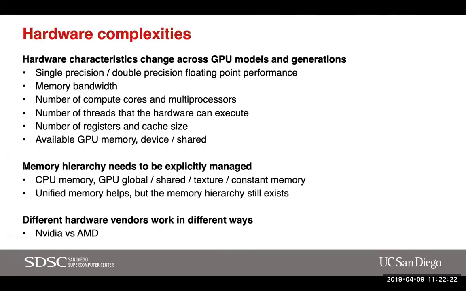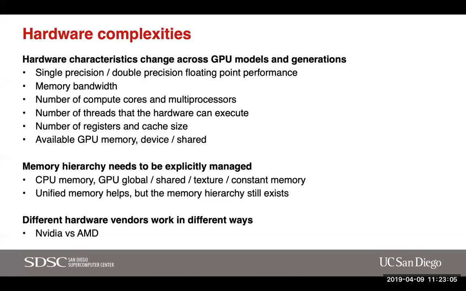Then, there are certain hardware complexities because hardware characteristics have been changing across GPU models and generations. You still will write your code in such a way that it is portable and does not depend on the hardware, but you need to keep in mind that the single precision to double precision floating point performance ratio has been changing along the way. Memory bandwidth is different for different GPU types. The number of compute cores and multiprocessors has been changing. The number of threads that the hardware can execute, the number of registers on a multiprocessor, and the cache sizes, and also the available GPU memory on the device, because the GPU memory is fixed, and you can't just add more memory.